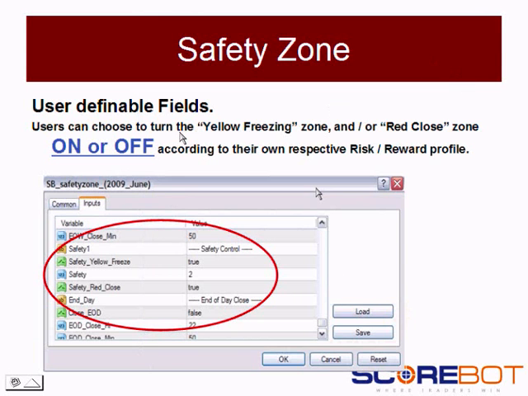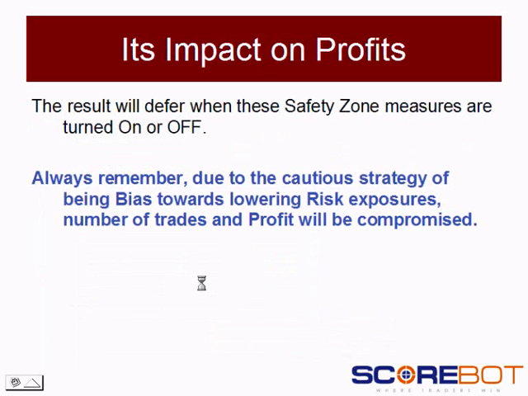So you can turn it on or off according to your respective risk profile. And this magic number 2 is designed for a comfortable trading zone that is designed for 1 hour trading. Now always remember, due to the cautious nature of this particular strategy, it's called safety zone, it has a bias towards lowering your risk exposure. Therefore, if you turn this safety zone measure on, you can expect that your number of trades and your profit will be compromised.